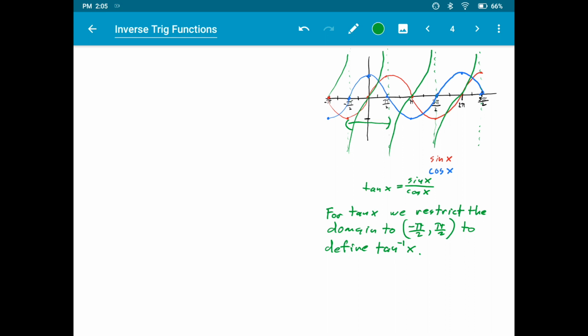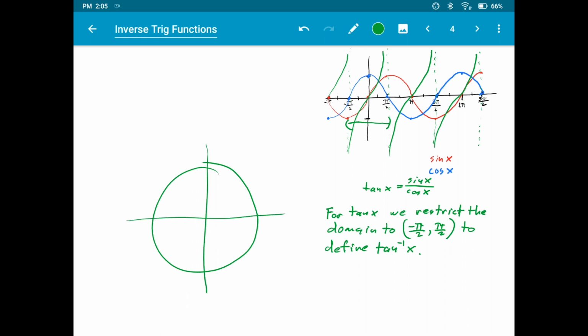So if we think about the unit circle, tangent of x is positive in the first quadrant, negative in the second, positive in the third, negative in the fourth. I need to include a single section of the circle that includes both a negative and positive. And so I could go from negative pi over 2 to pi over 2, or I could go from 0 to pi. However, if I go from 0 to pi, I have a hole in the middle of my domain at pi over 2. So we restrict our domain so that we are looking at negative pi over 2 to pi over 2.